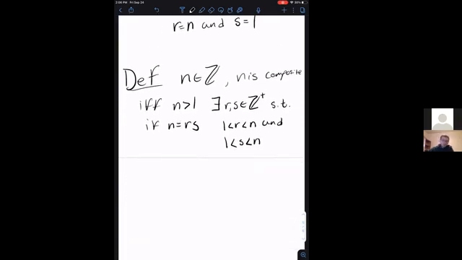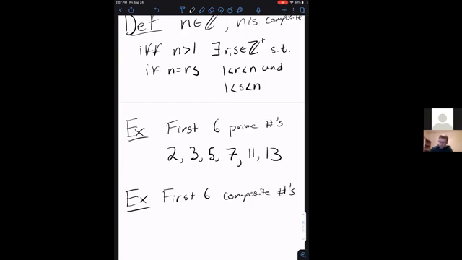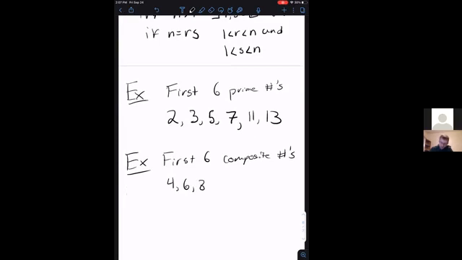Let's just make sure we know some of our prime numbers. So the first 6 prime numbers, not 1. So 2 is one, because it's only 2 and 1. And then also 3 and 5 and 7 and 11 and 13. And then the first 6 composite numbers are going to be 4 and 6 and 8 and 10 and 12. Oh, and we forgot 9. So 4, 6, 8, 9, 10 and 12.